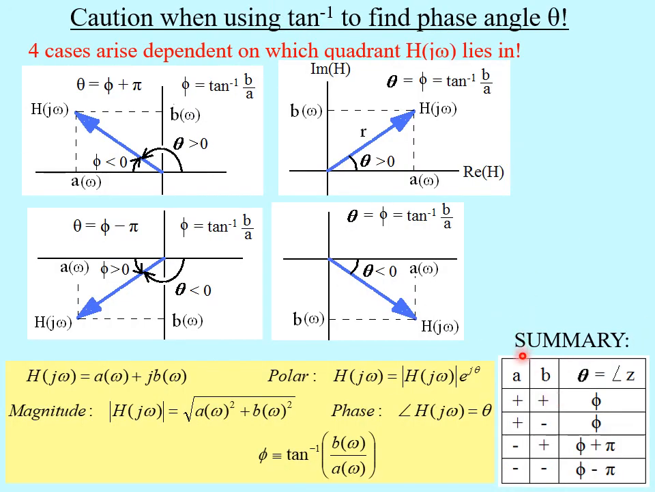And our last slide here, again, is just a summary of the sign of a and b. When we take the phase angle using the inverse tangent, there are some times when we can just use inverse tangent by itself, and these are basically in this quadrant and this quadrant. But if you're in either the second or third quadrant, you have to either add pi or subtract pi to your result to get the correct phase angle.